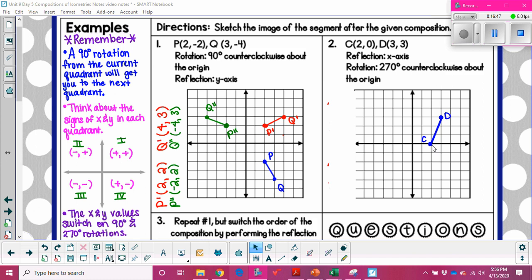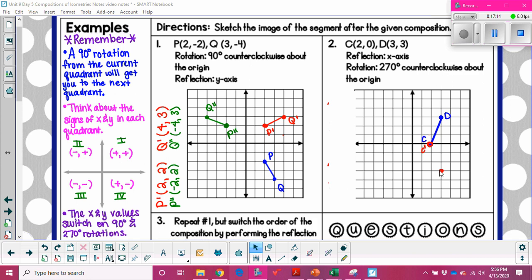So for C prime, I'm just going to do a circle around it. That's also C prime. I'll just label it like that. For D prime, you know that you are 3 away from the line of reflection, so you're going to be 3 away down here. So D prime is going to be at 3, negative 3.